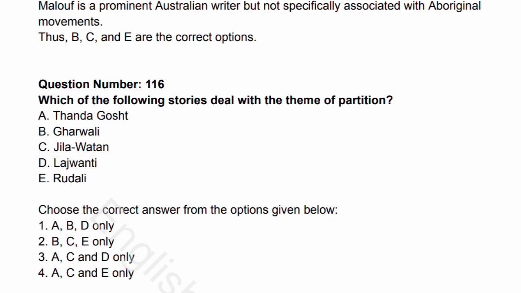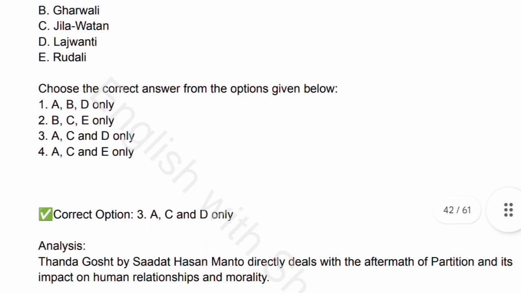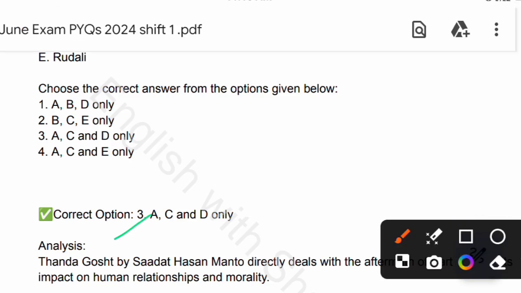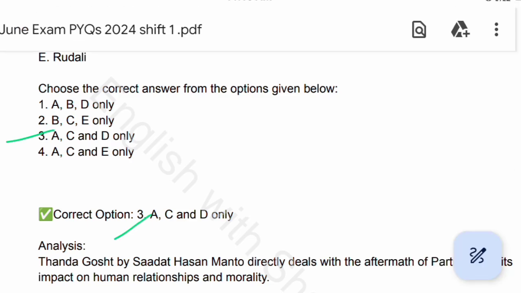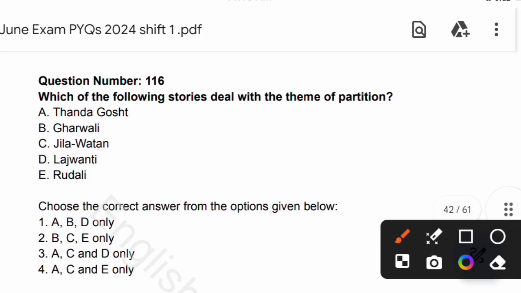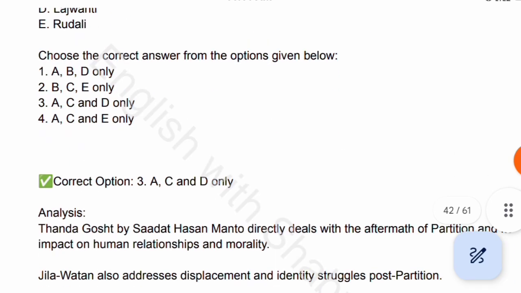The correct answer of this question is option 3, that is A, C and E only. That means A, Thanda Ghost, C, Jila Watan and E, Rudali. What are these works? Themes on partition.